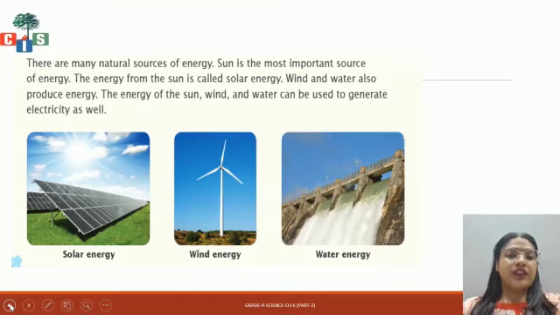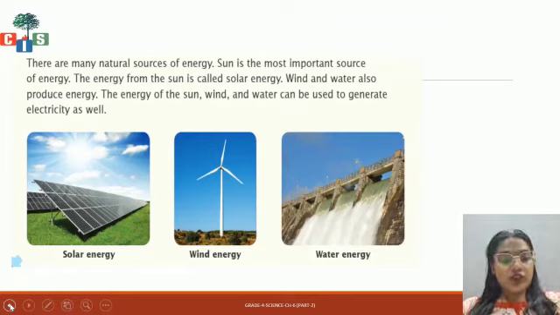Moving further, there are many natural sources of energy. Number one, the sun is the most important source of energy. The energy from the sun is called solar energy. Wind and water also produce energy. So nature gives us different sources from which we can generate energy. The most important one is the sun. The energy generated from the sun is solar energy.